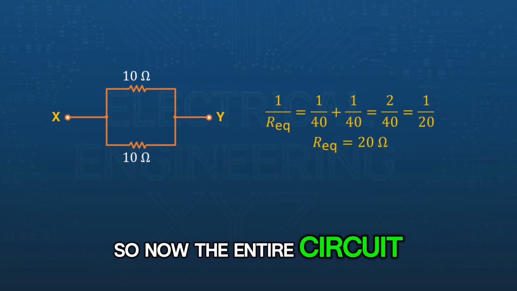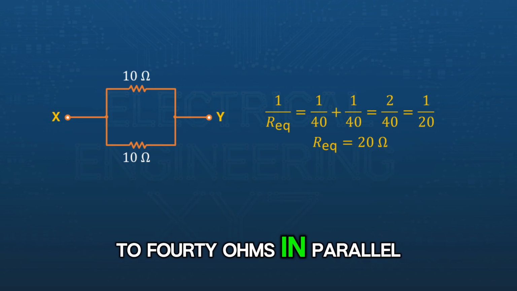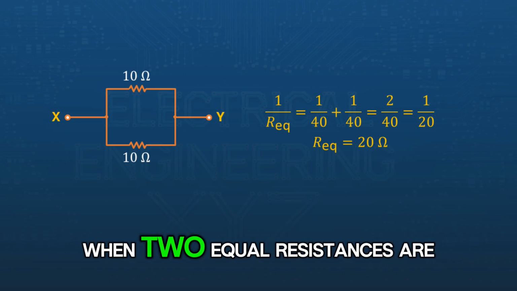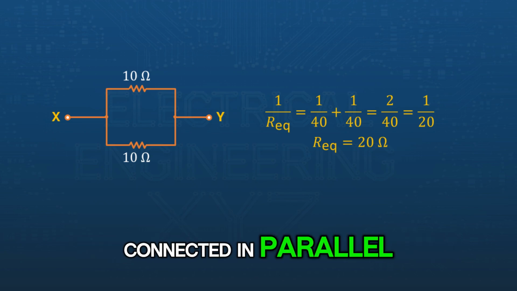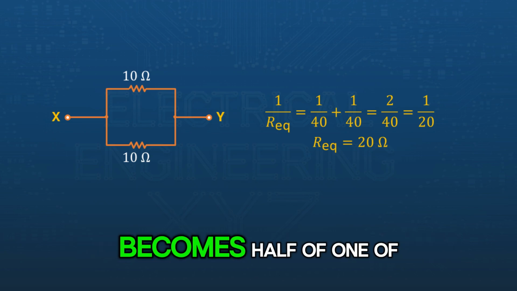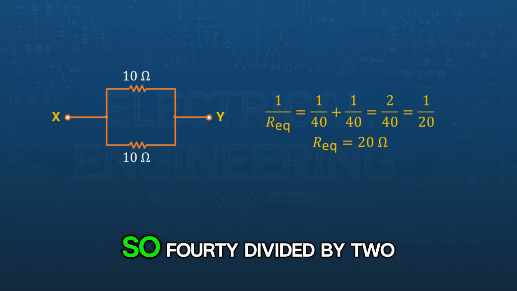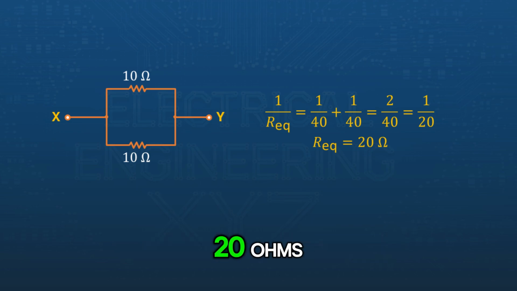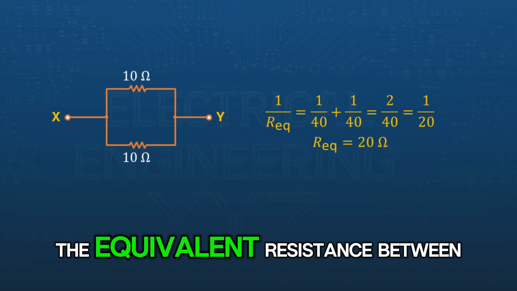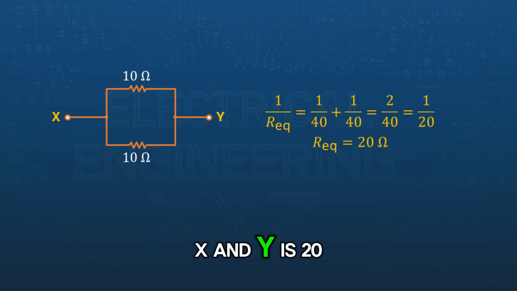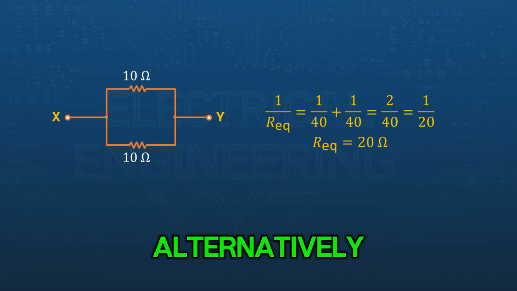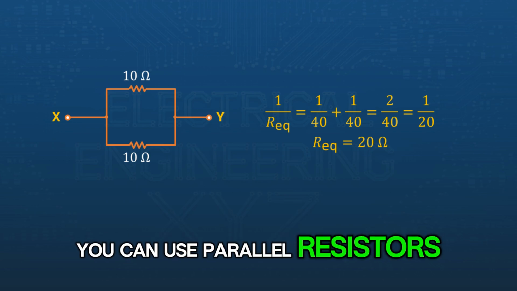So now the entire circuit is simplified to 40 ohms in parallel with another 40 ohms. When two equal resistances are connected in parallel, the equivalent resistance becomes half of one of them. So 40 divided by 2 equals 20 ohms. Therefore, the equivalent resistance between X and Y is 20 ohms. Alternatively, you can use the parallel resistors formula.